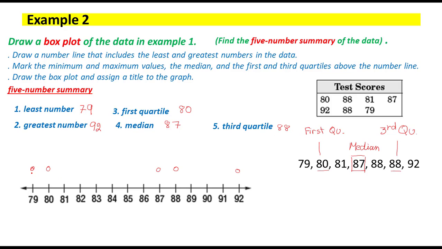Now I'm going to begin to draw my plot. Here I'm going to join these 2 points and the last 2 points. I'm going to draw 3 vertical lines, and then close these lines from the top and from the bottom, and I have my box plot. Again, here I have the least number, number 1, and here I have the greatest number, number 2. Here I have the first quartile, number 3. Here I have the median, number 4, and here I have the third quartile, number 5.